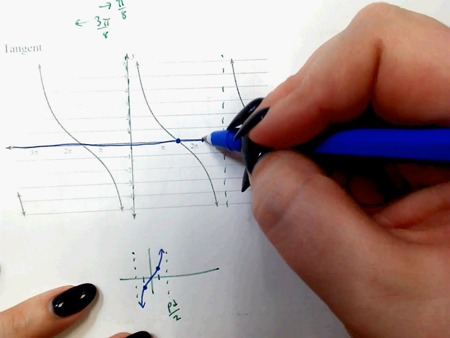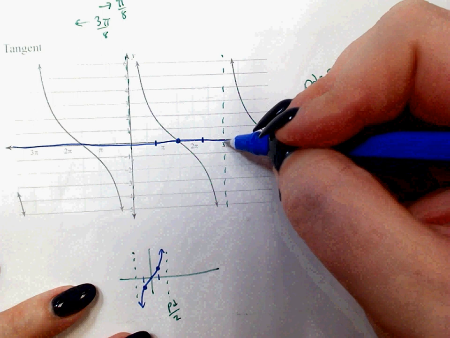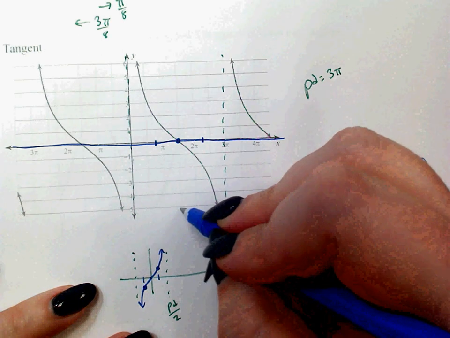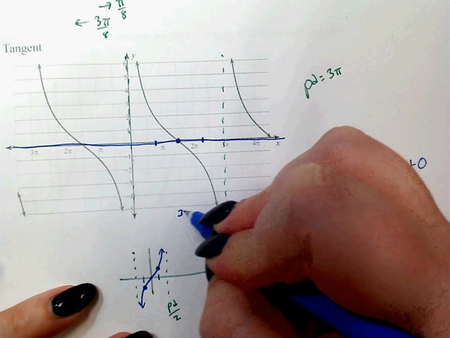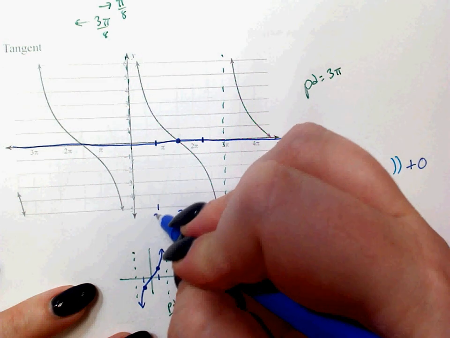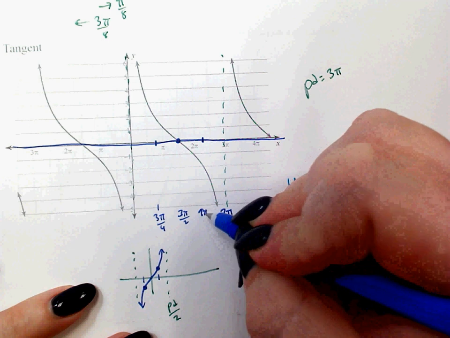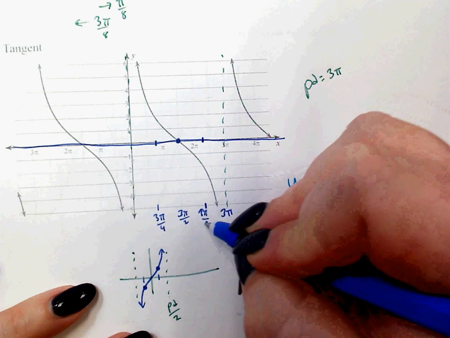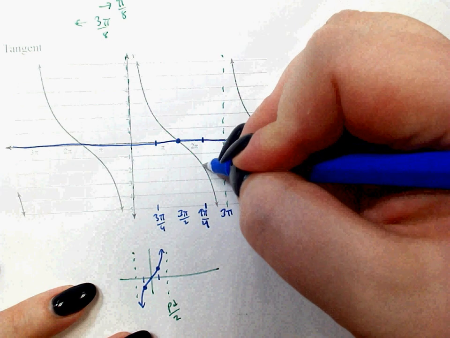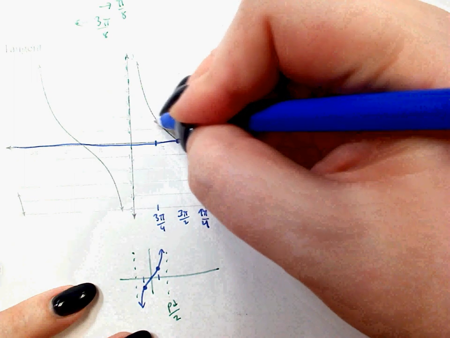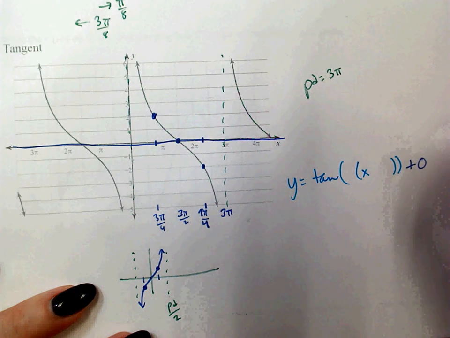so if my period is 3 pi, then this is 3/2 pi, and then this is 3/4 pi, and 3/4, 6/4, and 9/4 pi, right here. Then if I go down, it looks like I'm going down 2, and if I go left and up, it looks like I'm going up 2, so I'm thinking that the number out front is 2.